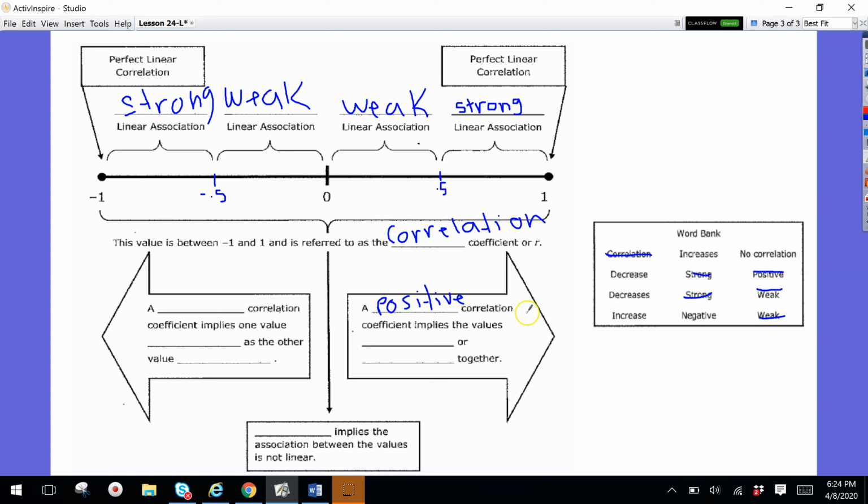So it basically means that a positive correlation coefficient implies that the values either increase or decrease together. They're going in the same direction, kind of like we talked about with temperature and ice cream cones. If one increases, the other one increases. If one decreases, the other one decreases. And so when I plot it, it's going to have a positive slope because there's a positive relationship between them. As one increases, they both increase or decrease together.